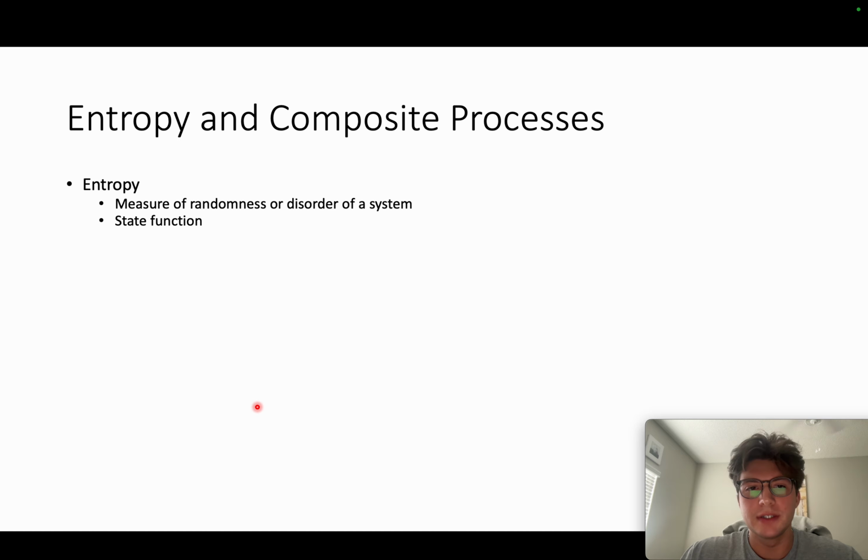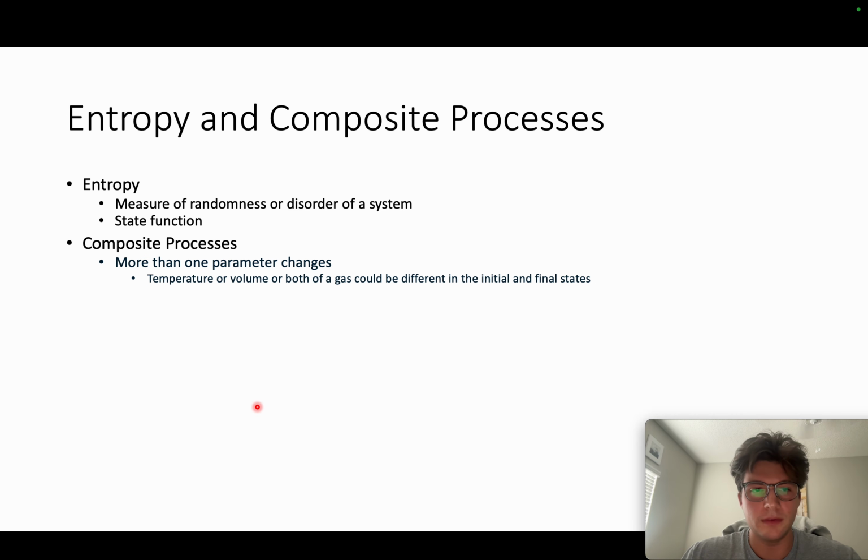As we know, entropy is a measure of randomness or disorder of a system, and it's important to note for a composite process that entropy is a state function. We'll get more into that in a little bit and why that's important for a composite process. So what is a composite process? A composite process is when there's more than one parameter change in a process.